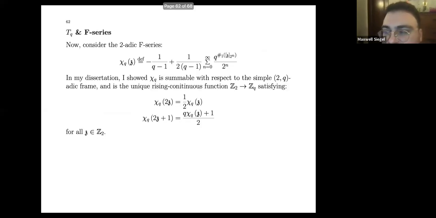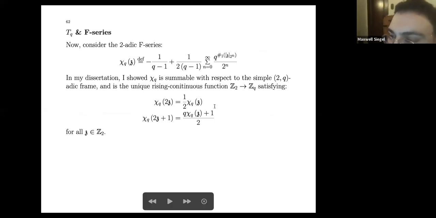Now, consider the 2-adic F-series chi-q. In my dissertation, I showed that this series is summable with respect to the 2q-adic frame and defines the unique 2q-adic rising continuous solution of the following functional equations.